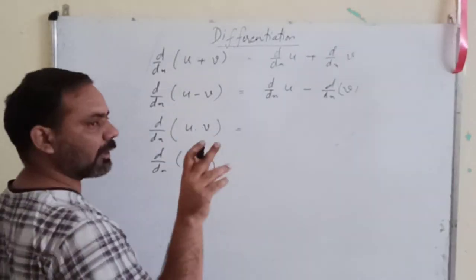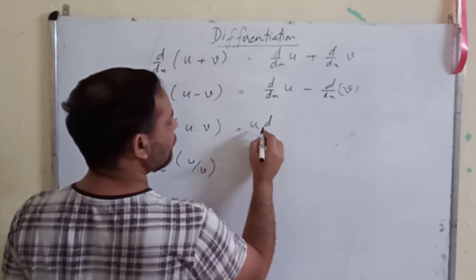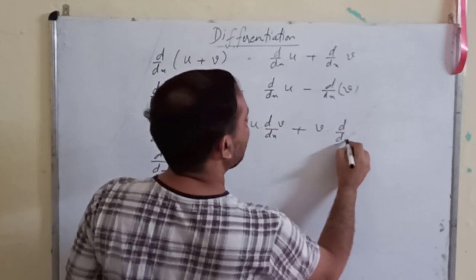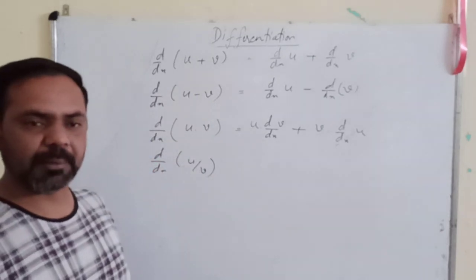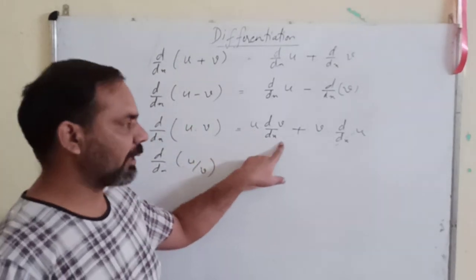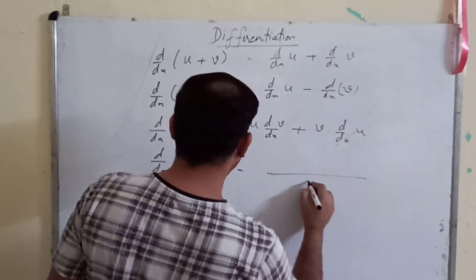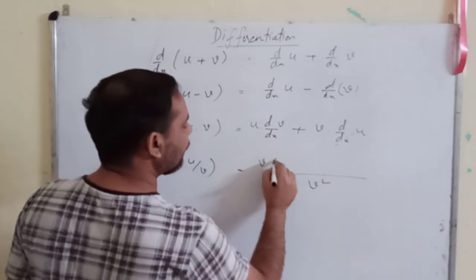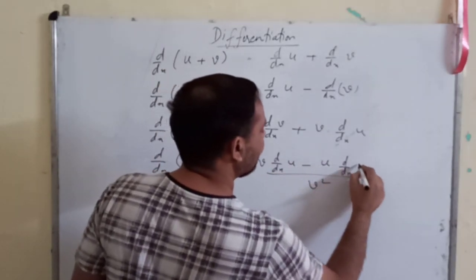For product and quotient you have special rules. The derivative will be: you take the first function into d by dx of the second function, plus the second function into d by dx of the first function. It is not like you simply take the derivative of both functions separately and multiply them. You have a special formula: first function into derivative of second plus second into derivative of first. For quotient, you write the denominator square in the denominator, then denominator into derivative of numerator minus numerator into derivative of denominator.